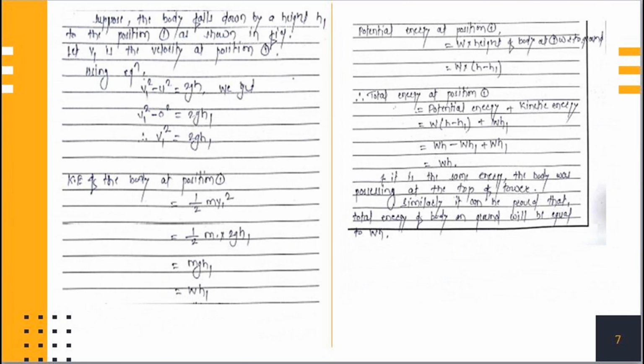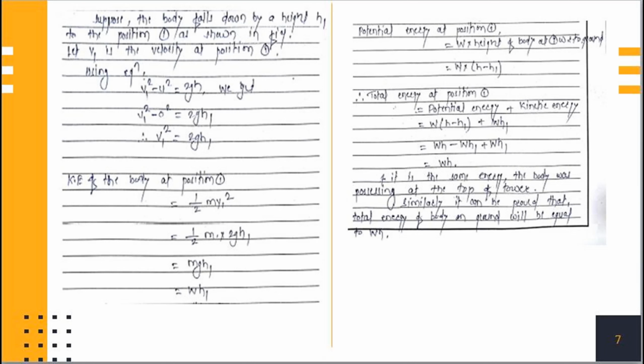Now suppose the body falls down by height h1 to position 1, as shown in the figure. Let v1 be the velocity at position 1. We know that v square minus u square is equal to twice a s. Therefore the equation becomes v1 square minus u square is equal to twice g into h1. Therefore we get v1 square is equal to twice g into h1.